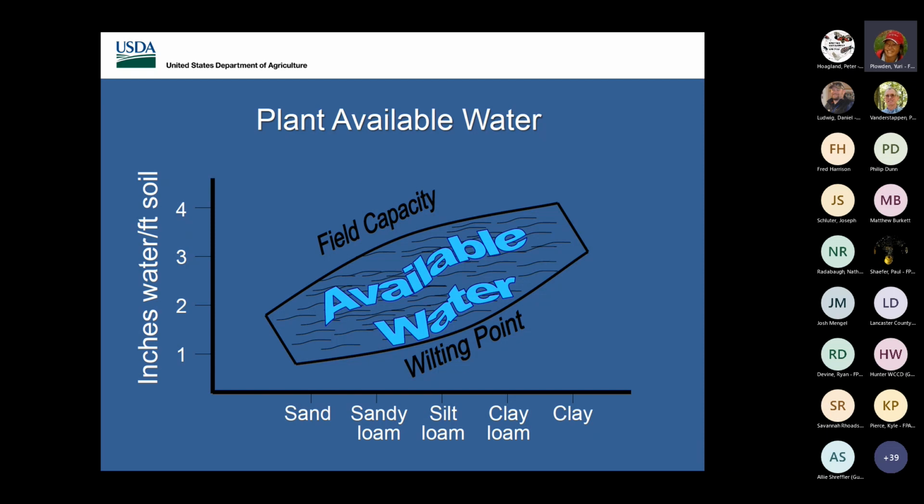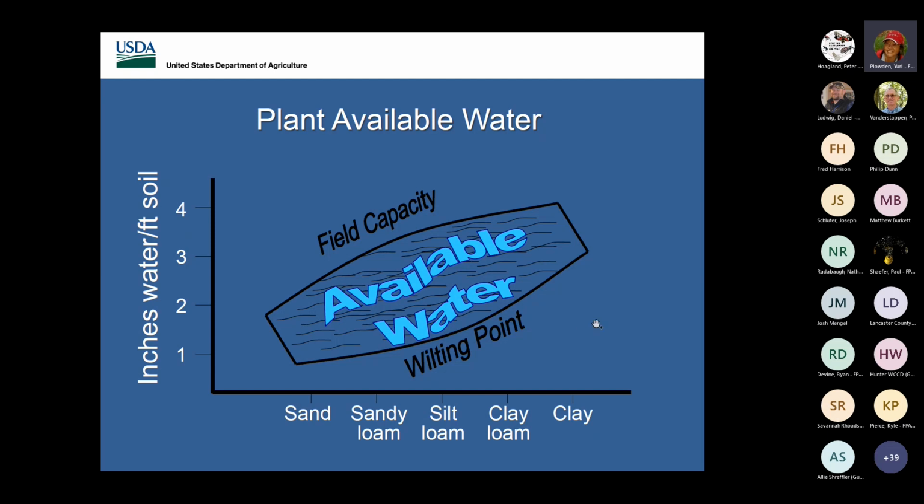That's called field capacity. The bottom curve, the wilting point, is the point at which water is no longer accessible to a plant root. So the plants can't get any more water out of that soil, so they start to wilt. And so the difference between the field capacity line and the wilting point is the available water. That's the amount of water that's actually available to plants.